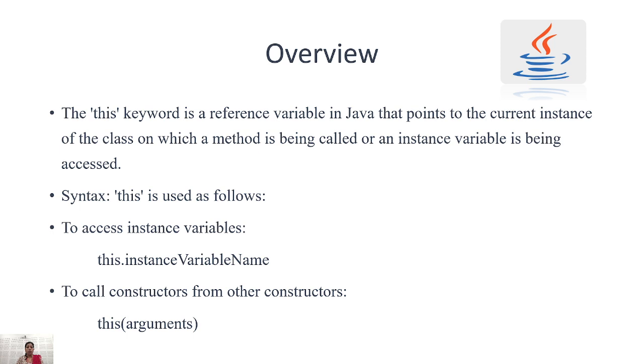If I want to show which is the current instance of the class, then I will use this. Or if I want to point to the instance variable which is being accessed currently, I will use this keyword. To access the instance variable, I have to mention this dot the instance variable name. Or if I want to call a constructor from another constructor, I will use this and the constructor arguments, so this and the argument list.